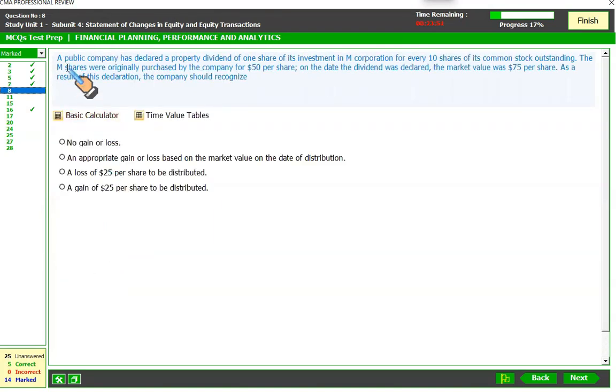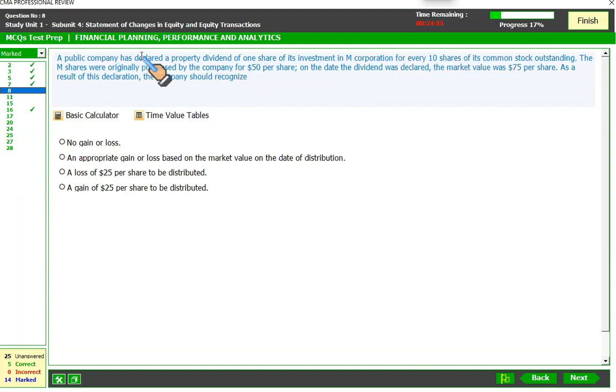Did we do this question yesterday? A public company has declared a property dividend of 1 share of its investment in M Corporation. Did we do this? I don't think so. So I told you property dividends can be in the form of tangible property. It could be bonds, it could be shares.